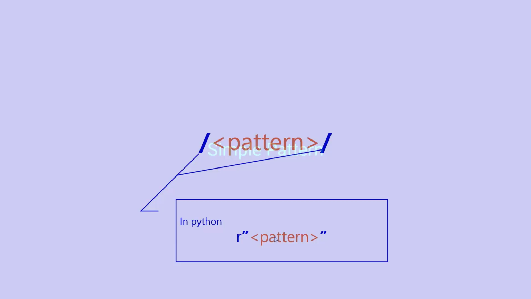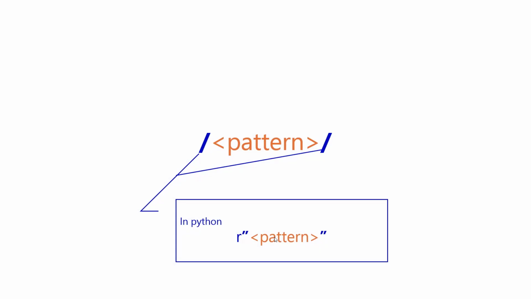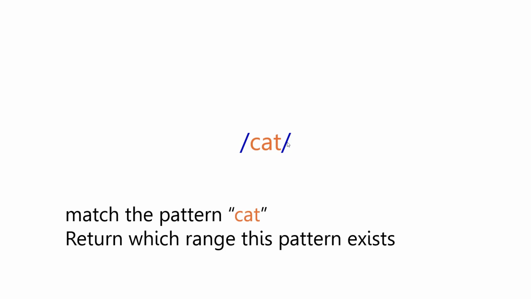Now let's look into the simple pattern. The simple pattern could be anything. For example, here within the slashes, the pattern I'm looking for is cat. Which means C-A-T, a cat, and we are directly looking for a direct match of cat. If the cat is present in the string, regular expressions will highlight it or return the range of this pattern. Let's look at this with an example.